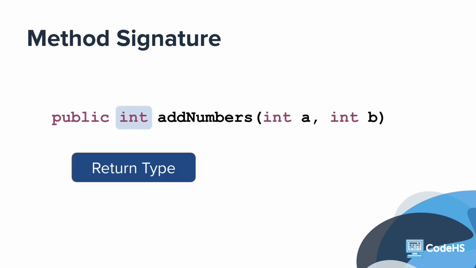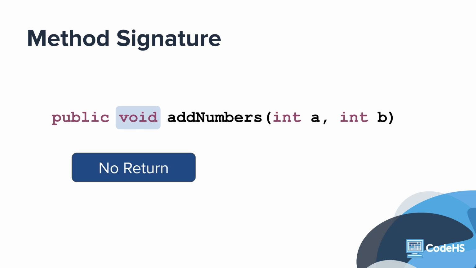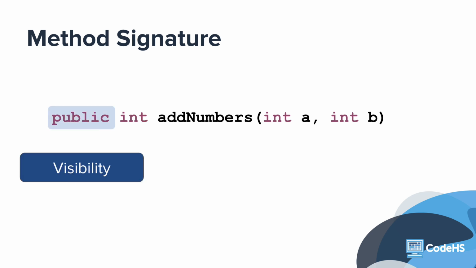If the parameters are the inputs to the method, the return type is the output of the method. If a return type is specified, like the int here, then a return statement must be present inside the method's code block. The return statement must return a value that is the same type as the return type here. If you don't want the method to return a value, then the return type is set as void. This means the method won't be used as part of an expression when it is called.